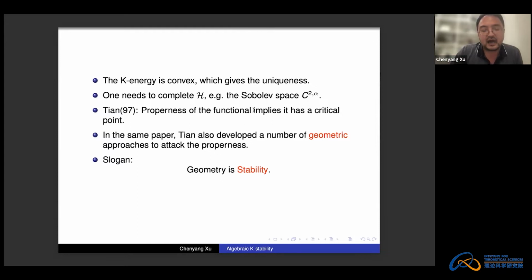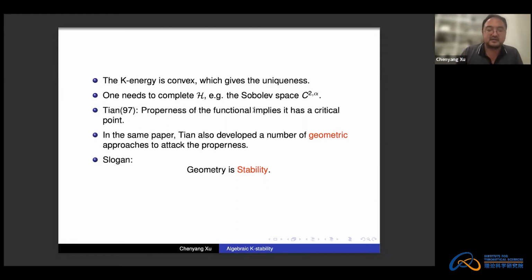But to us, I think what's more important is that Tian also developed a number of geometrical approaches to attack the properties. So here the properties are still some kind of different geometry condition. But in the same paper, Tian also wrote down a geometrical way to think about this condition. And here, what I mean by geometry. So the slogan is that geometry is stability.